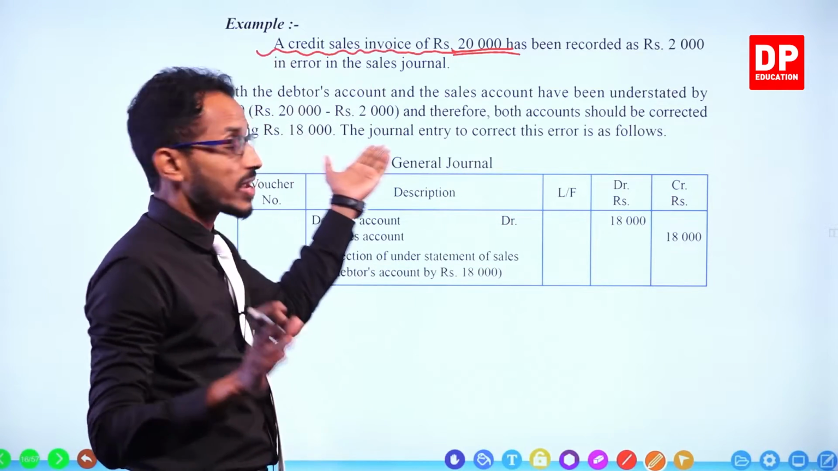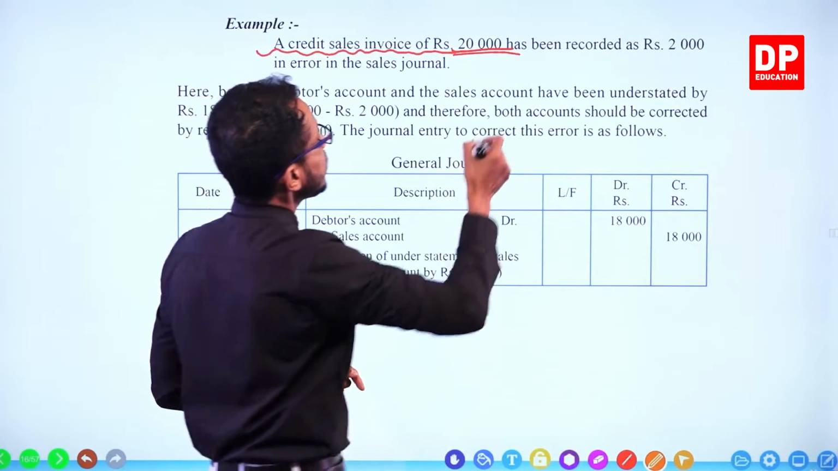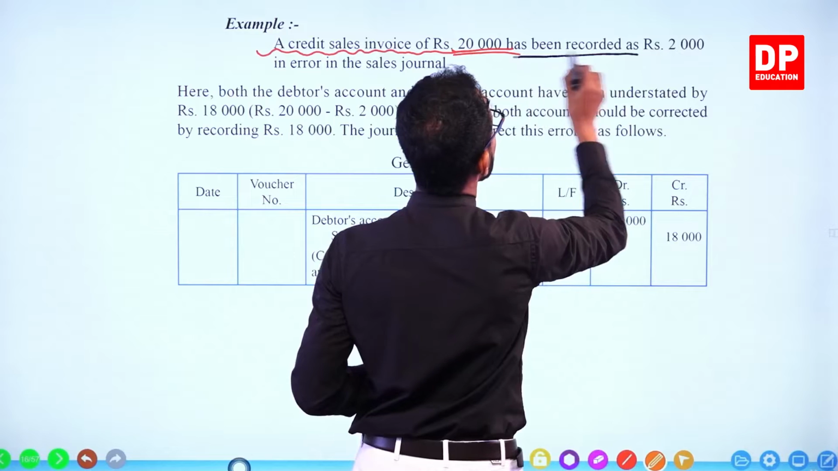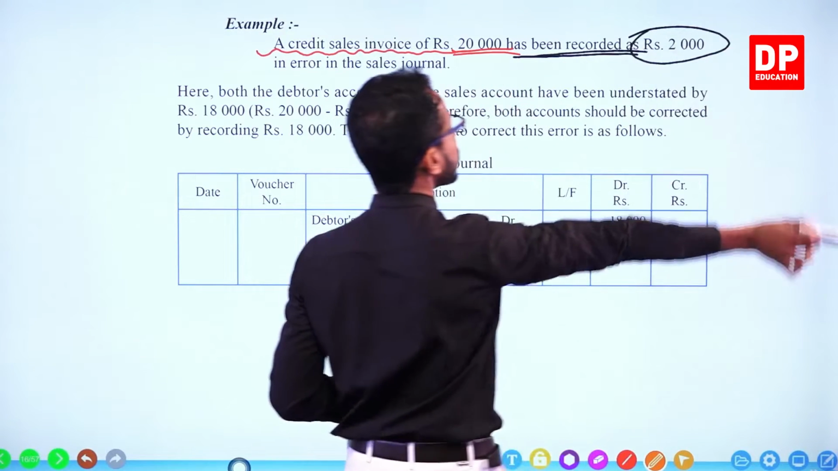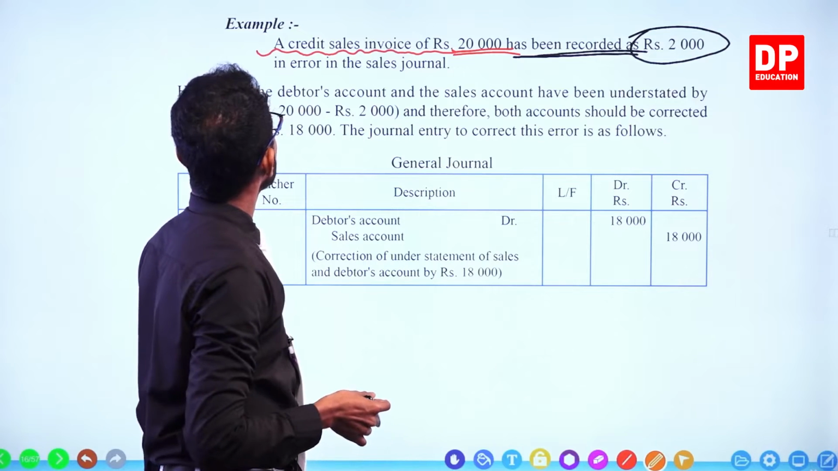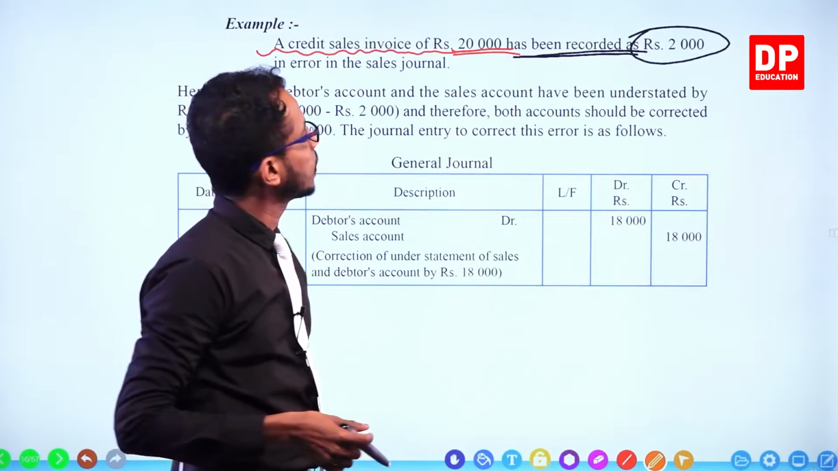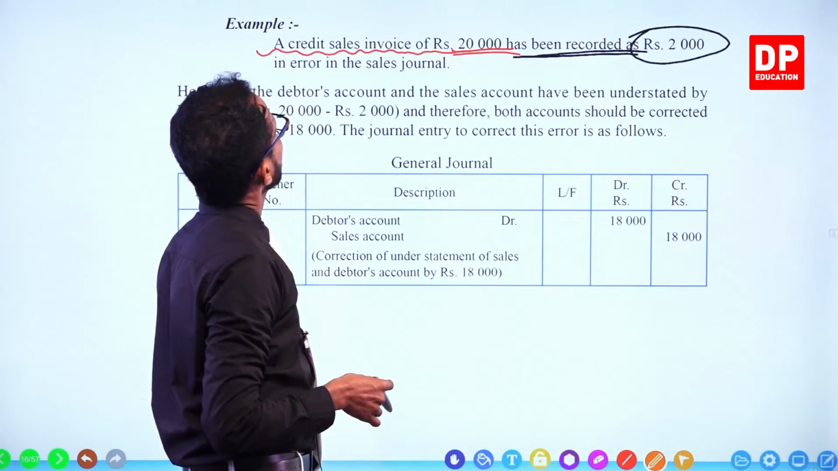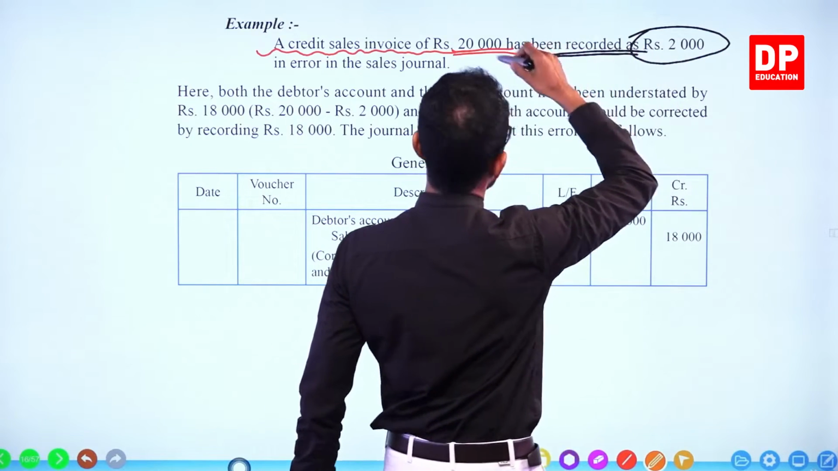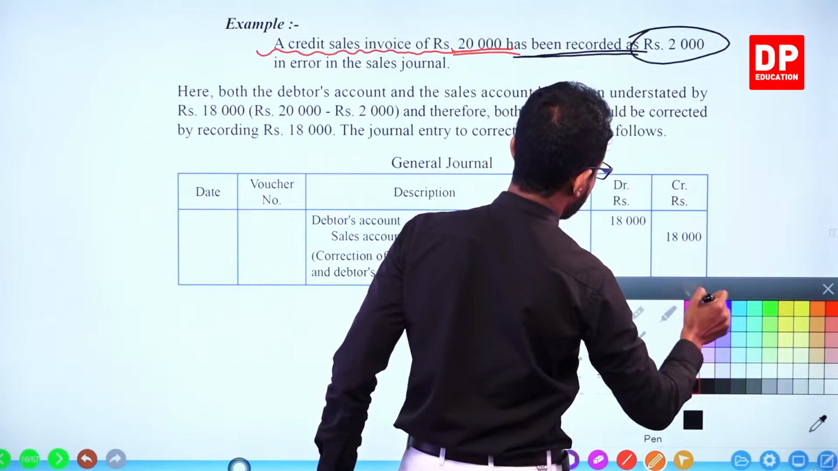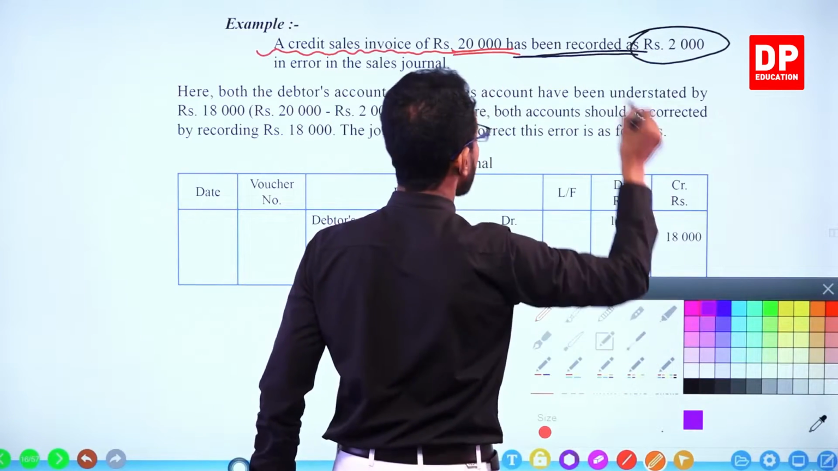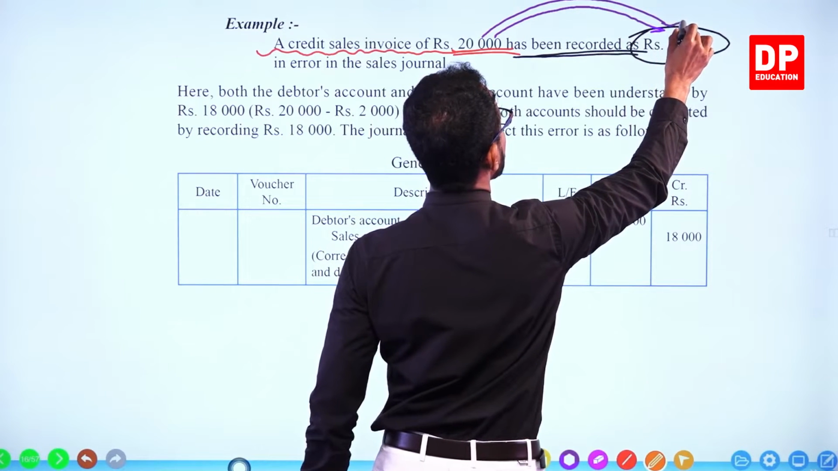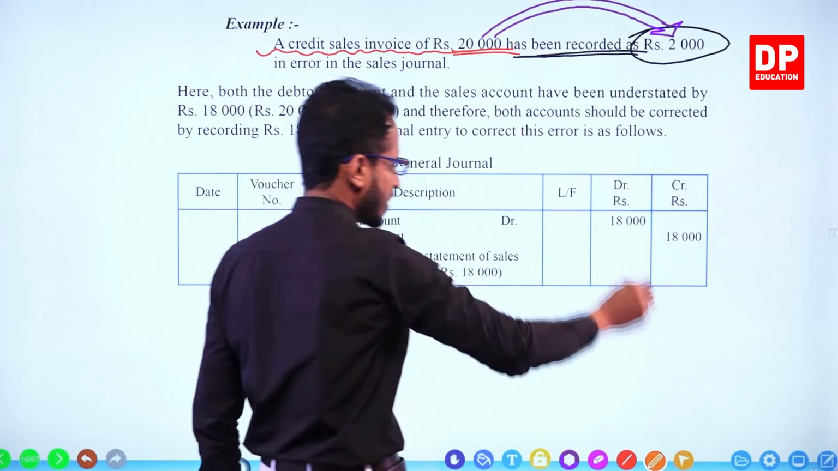But the transaction is actually recorded as 2,000. Then the sales journal is entered with rupees how much? 18,000 less.